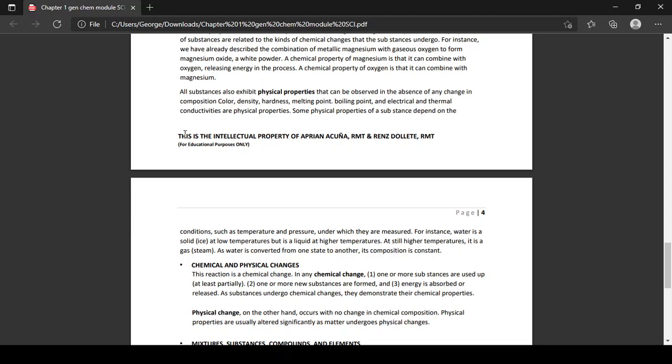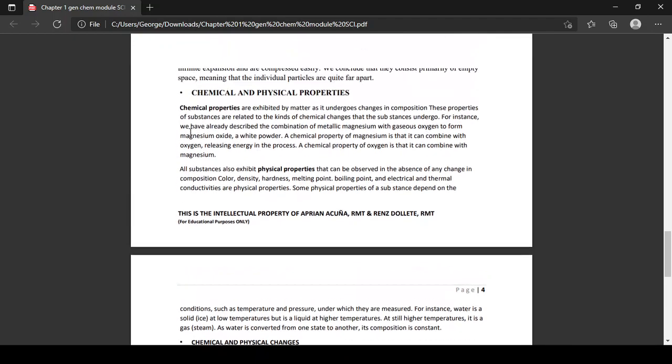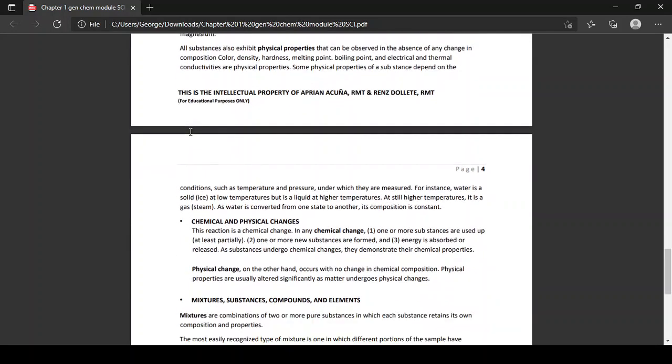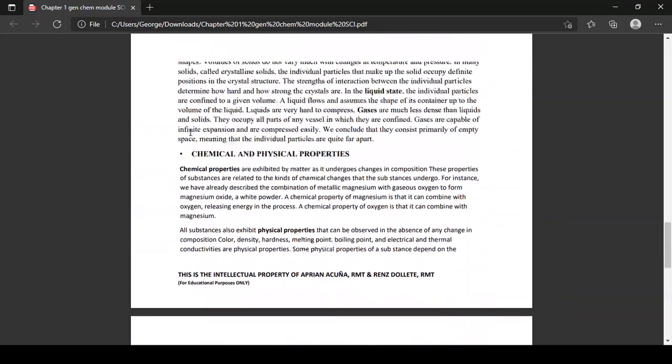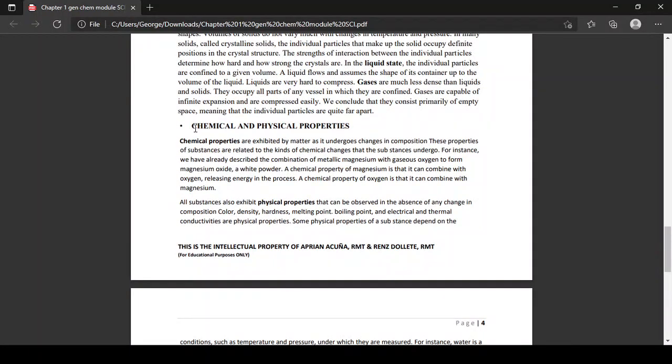Physical. Because its composition is still water, correct? Our water, yes. We boil water and it is still water, but what changed is its physical property, correct? Because our liquid water became gas, steam. So are we clear on chemical and physical properties? Yes, sir.